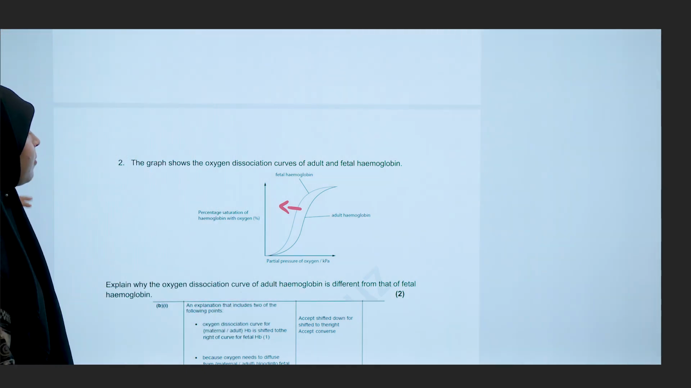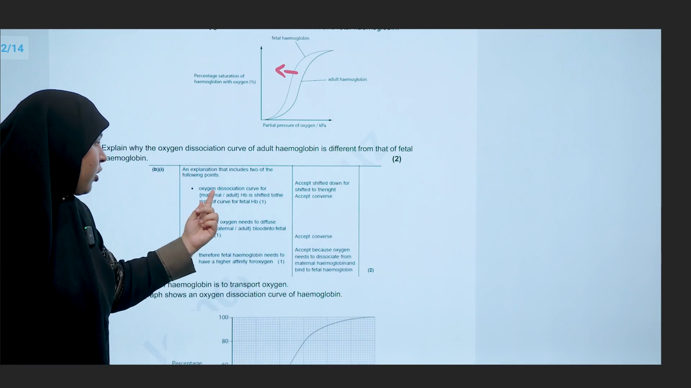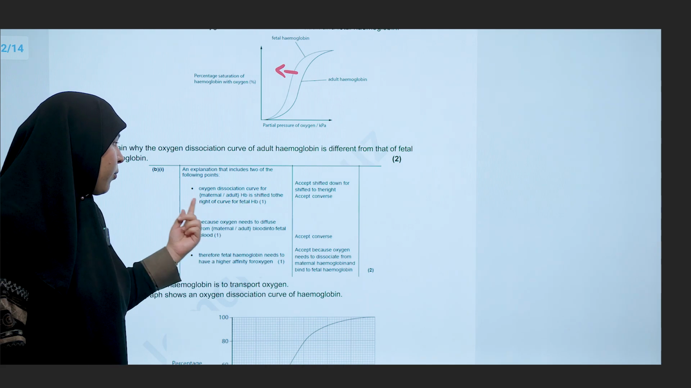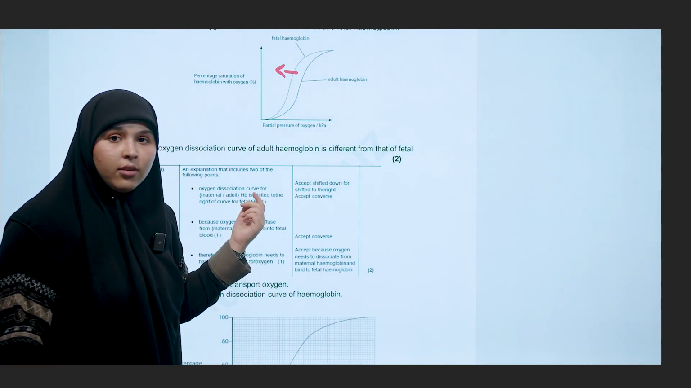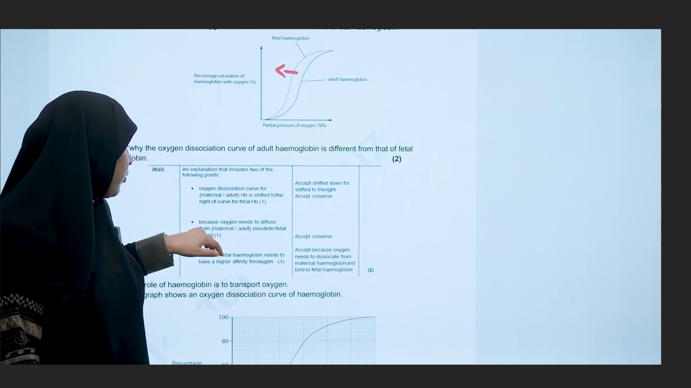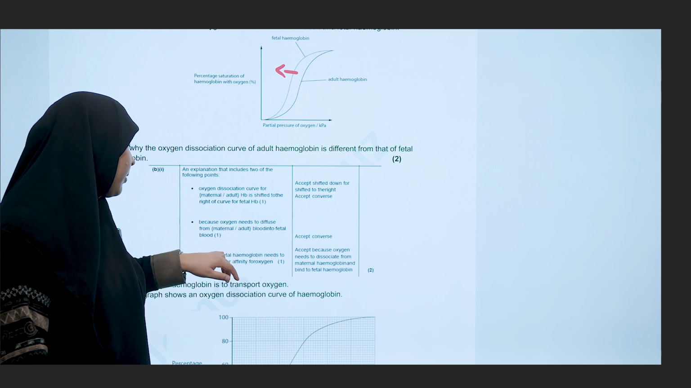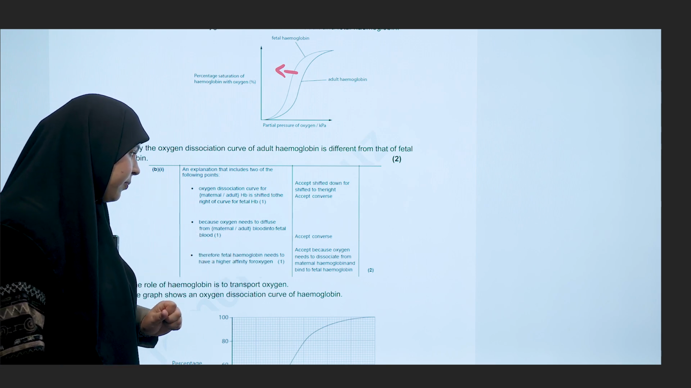So let's see how many marks within the wordings that I said. The oxygen dissociation curve for maternal adult hemoglobin is shifted to the right of the fetal hemoglobin. You can say that it's shifted to the left; it's accepted. Now, because oxygen needs to diffuse from the maternal blood into the fetal blood, the fetal hemoglobin needs to have a higher affinity.